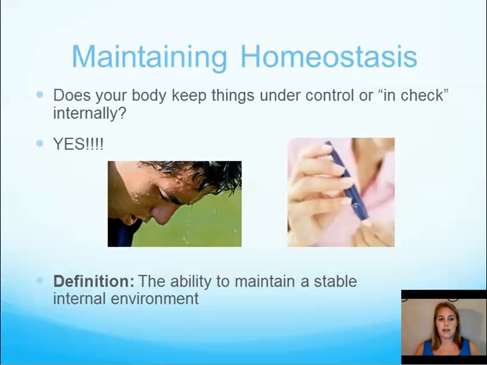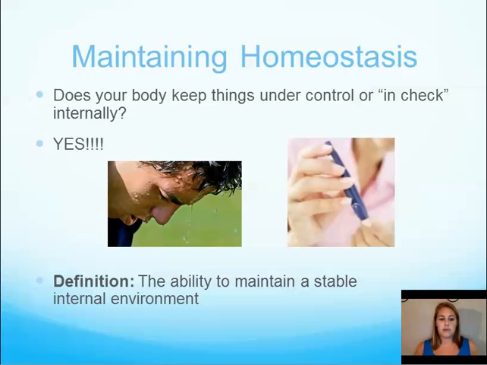The first one we're going to talk about is maintaining homeostasis, or does your body keep things under control internally, or does your body keep things in a balance inside your body? The definition is the ability to maintain a stable internal environment. And you do this every day. When you're sweating, that's your body cooling itself down in order to reach what we call the optimum or ideal body temperature. Your body can also shiver when it's cold in order to heat up your body temperature.